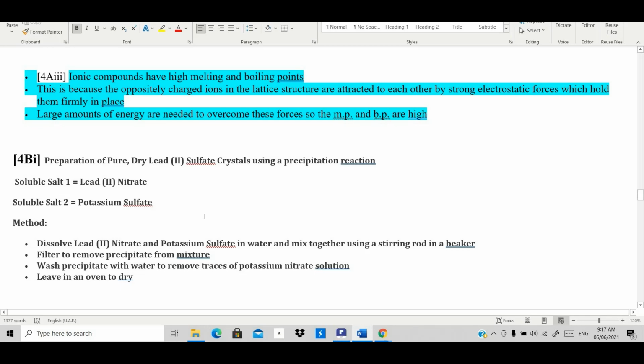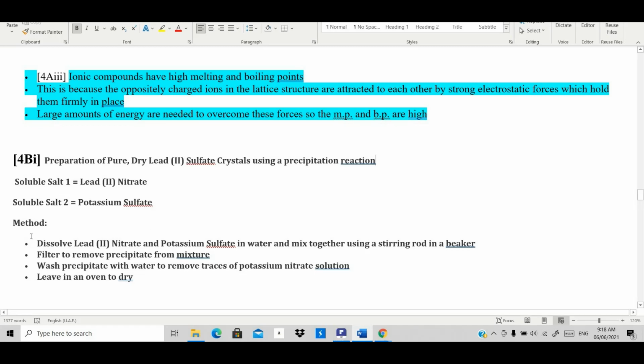Potassium nitrate, you can see here. When lead nitrate and potassium sulfate react, it's a double displacement reaction. So lead sulfate will form, and potassium nitrate will form. So what we need to mention here: there are two soluble salts, right?